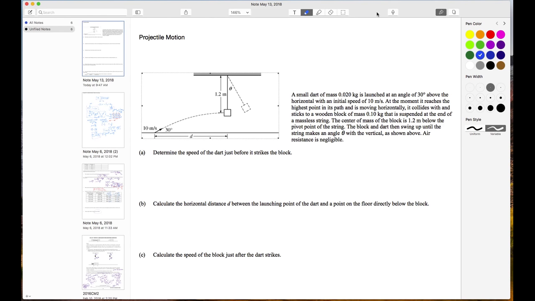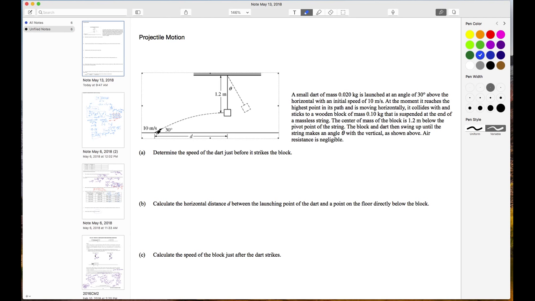Okay, so we're going to start with the projectile motion problem from the 2015 administration of the AP exam. This one deals with projectile motion, conservation of momentum, and conservation of energy, so it's a generally robust problem for some simple ideas.